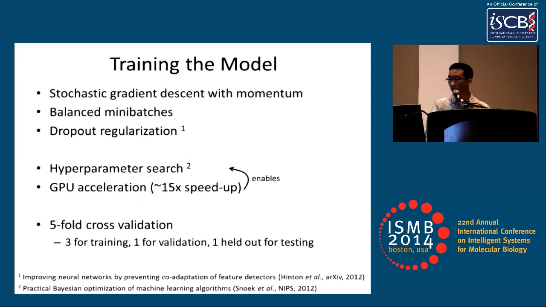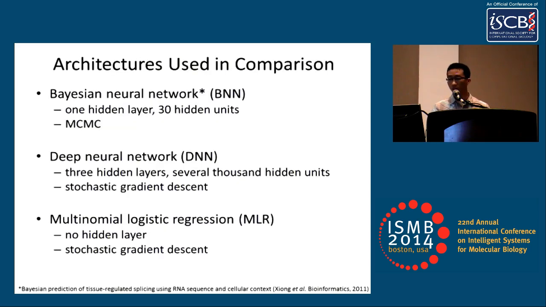And finally, we just do the standard 5-fold cross-validation. We use 3 for training, 1 for validation to do the hyperparameter search, and 1 held out for testing. So this is data that we've never seen before, and all the results I report are based on test data. All right, so the architectures I've used in comparison are this Bayesian neural network from our previous work, the deep neural network, and just a logistic regression as a baseline.